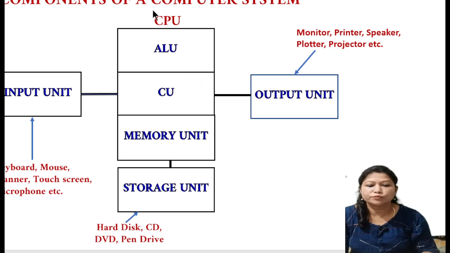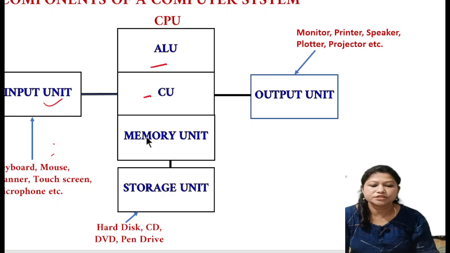Next we will see the components of a computer system, and how the various components are interconnected. This is the input unit. In this input unit all the input devices have been put together, like a keyboard, mouse, scanner, a touch screen, or whatever input devices are there. And this is the CPU.